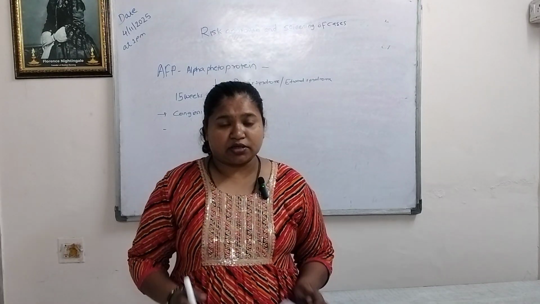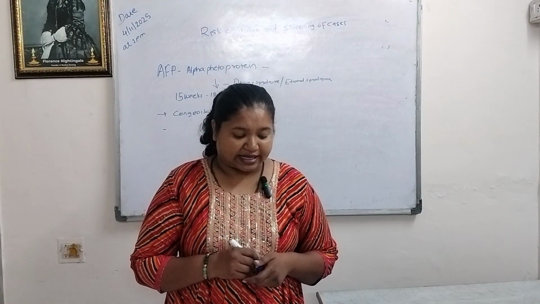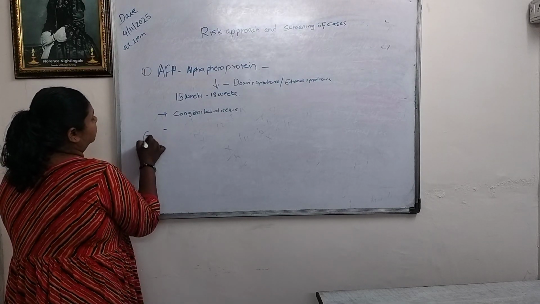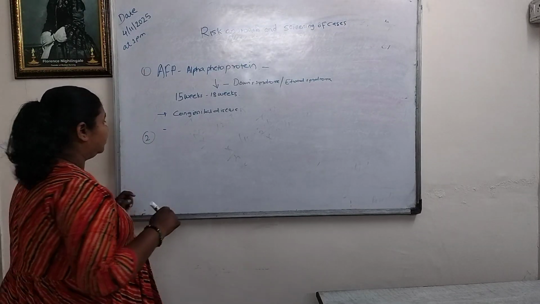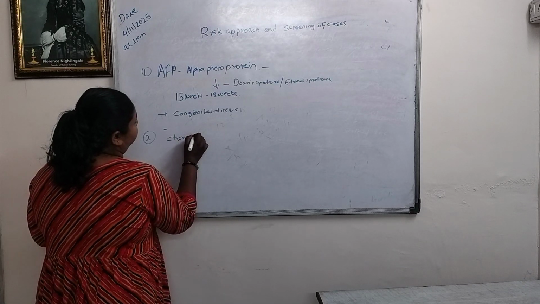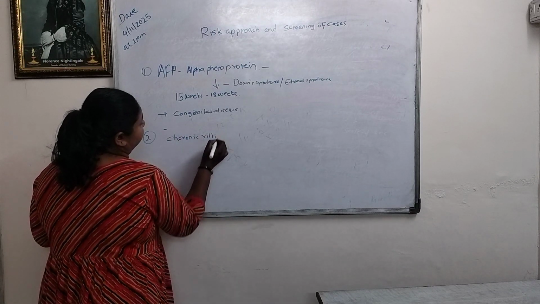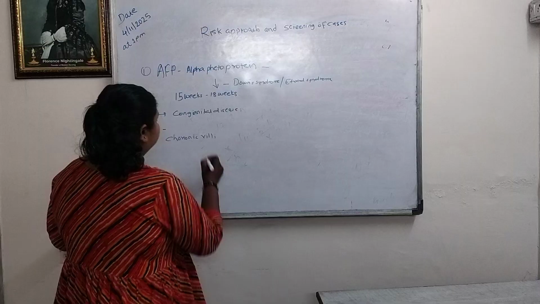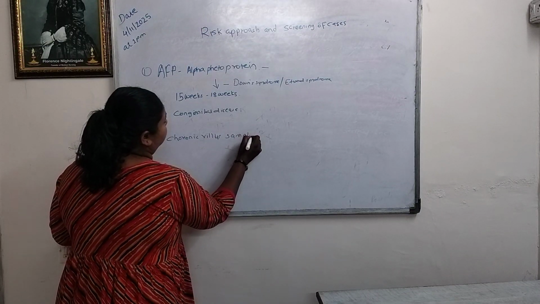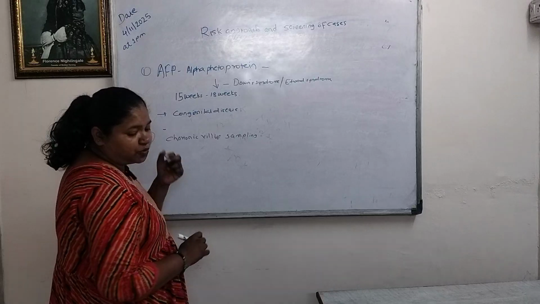Our next test is chorionic villi sampling. This is the first test that we need to perform to find any defect in the unborn child. Next is chorionic villi sampling. So this test we need to perform.